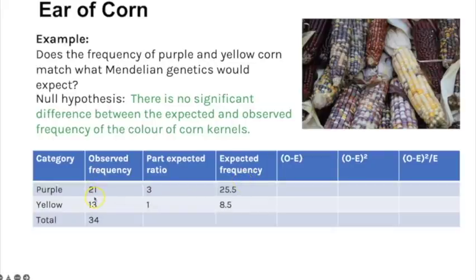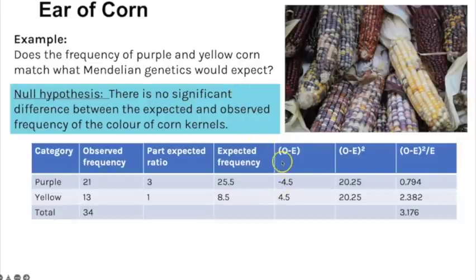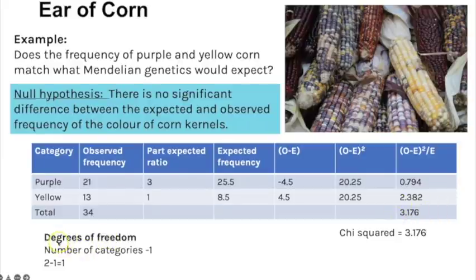So this is what was observed. So the total number of corn was 34. So if we have a 3-to-1 ratio is what we expect, the frequency that we would expect from that value would be 25.5 and 8.5. We would then do our observed minus expected. We square that, divide that by the expected, and we get our chi-squared value. In this example, the number of degrees of freedom is 1 because it's the number of categories minus 1. And we have 2 categories, purple or yellow.